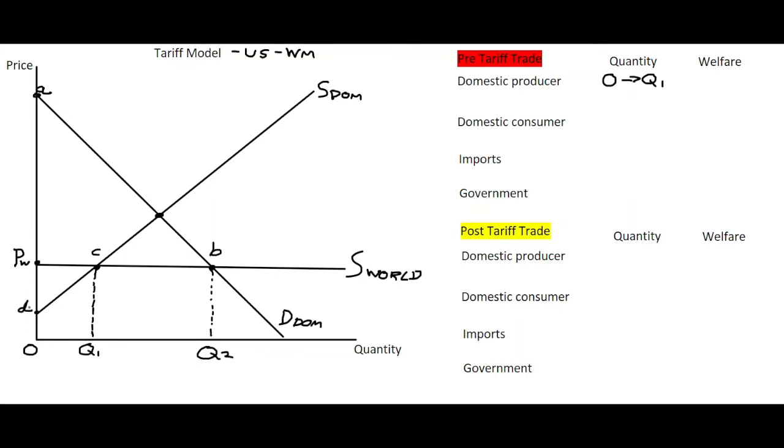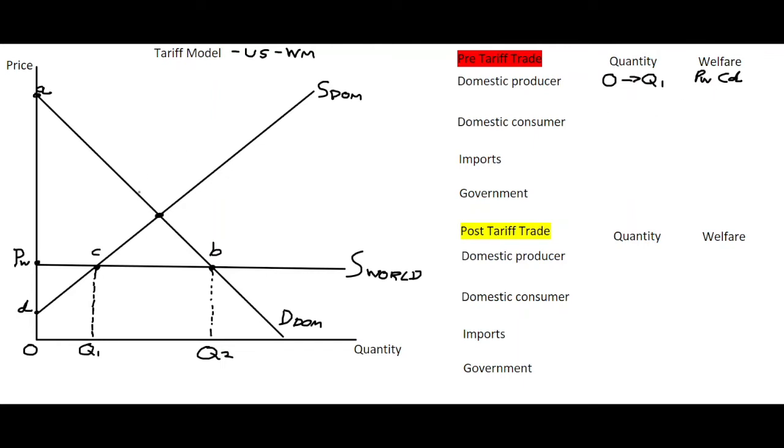So producer welfare is the area below the price line and above the supply curve, which is represented by PW, C, and D, if you can see that triangle here. So the welfare for the producer with a pre-tariff trade is PW, C, and D as indicated, so that triangle here.